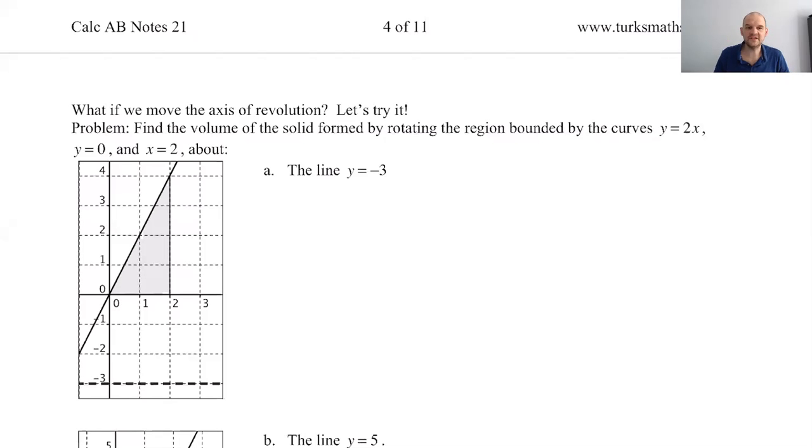All right, we're back. We're going to be on page 5 of Notes 21 of Calc AB. We're now doing volumes of revolution, which are not to be feared, right? A volume of revolution is a volume that you get when you revolve a region around some line. All of our lines are going to be vertical or horizontal because it's way more complicated if that's not the case. And we're just kind of getting into it right now.